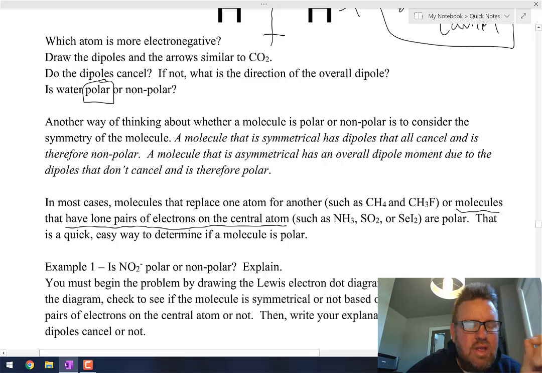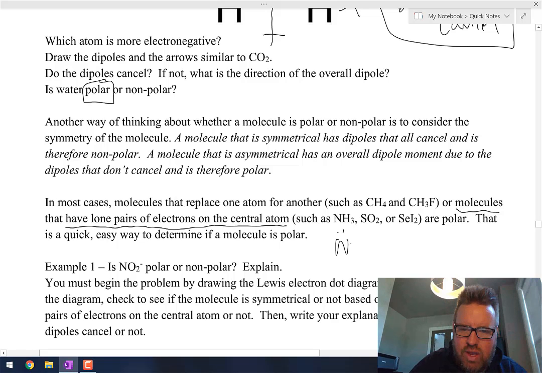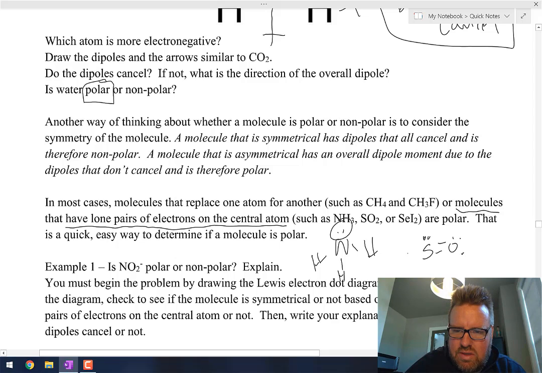Now, I just said this about if molecules have lone pairs of electrons on the central atom, that's usually a good indicator of, oh, there was a bond there, but we took it away and replaced it with a lone pair. That's usually a really good indicator of whether it is polar or non-polar. NH3, I'm just going to draw these real quick. It looks like this. It has a lone pair right here on the nitrogen. NH3 is polar.